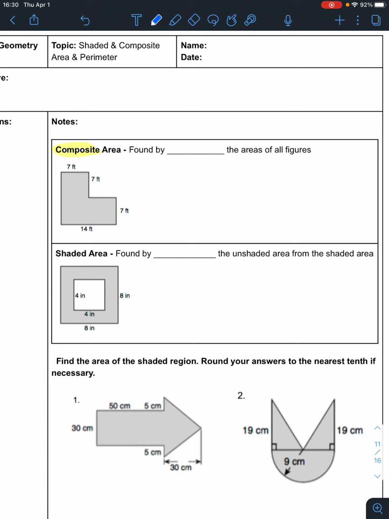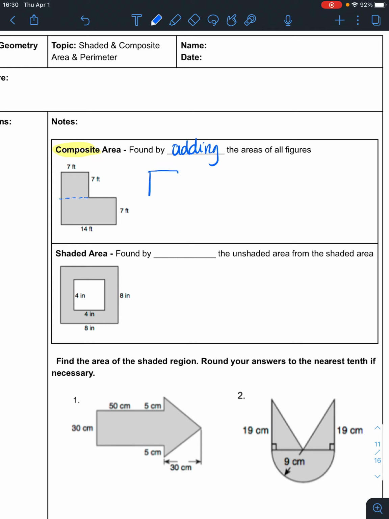You can have a composite metal where you have several metals that you put together to form one metal, or composite wood, or any material. Anything where you take several things and mix them together is a composite. So a composite area is found by adding the areas of all the figures.